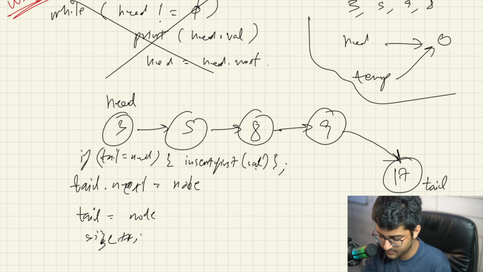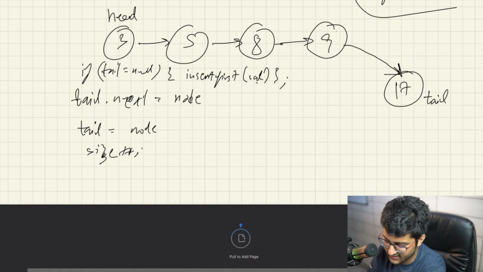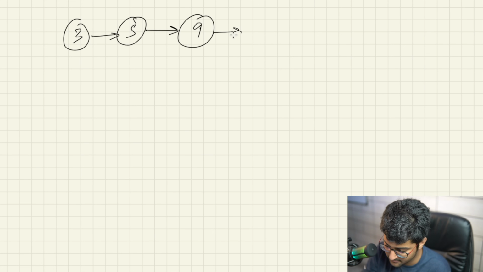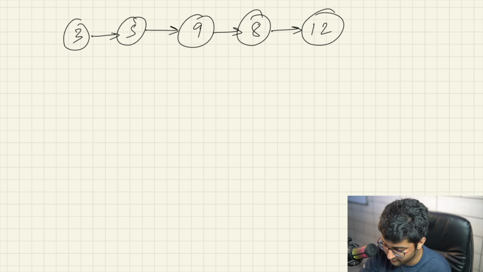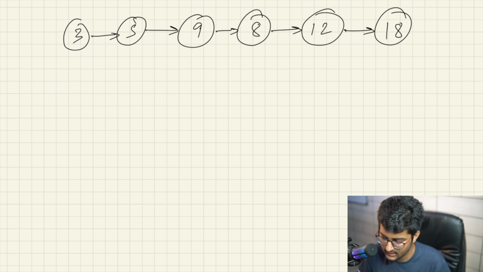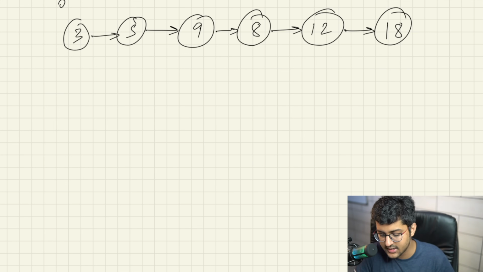Let's see. All right. So now the next point is, what if you want to insert it at a particular index or whatever? So you have some random numbers like a linked list, 3, 5, 9, 8, 12, 18, something like this. Now you want to insert an element somewhere over here, for example. How do we do that? So first things first, if the index given to you is 0, you can just call the insert first method that we just created. If the index is equal to the size, then you can just call the insert last method we created. No problem.